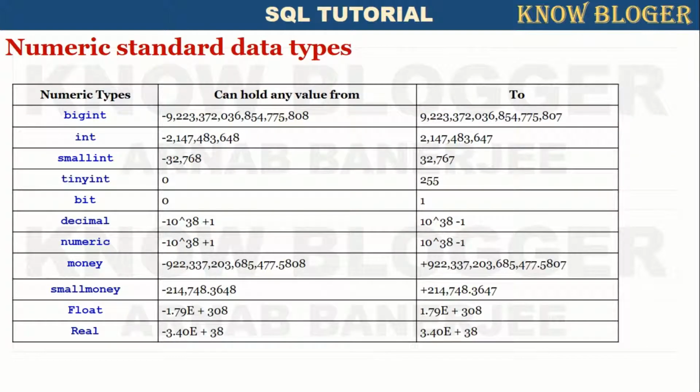SQL maintains BIGINT, int, SMALLINT, TINYINT, bit, decimal, numeric, money, smallmoney, float, real, to maintain the numeric values. And different data types are used for different sizes and different types of numeric values. The list is given here. You can refer to the list for your future purpose. Here the data type and the capability are listed.